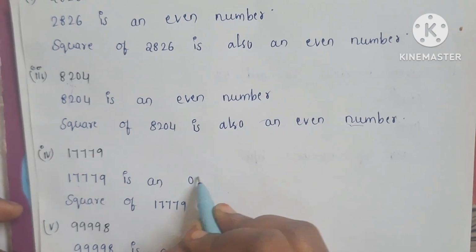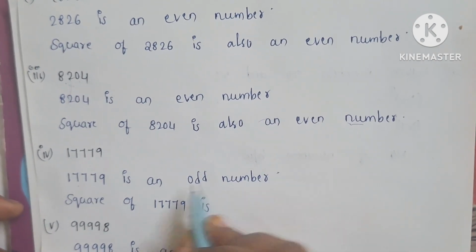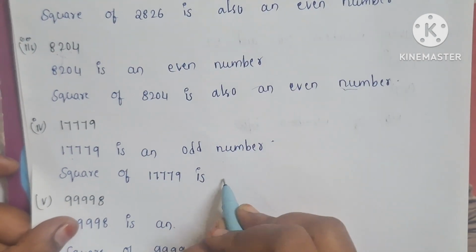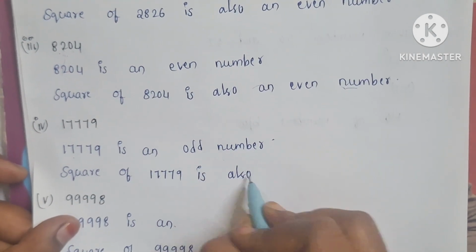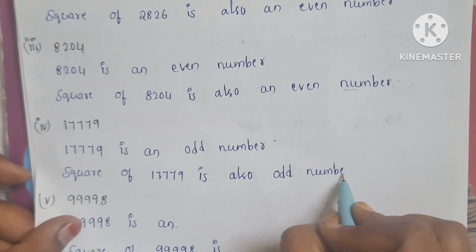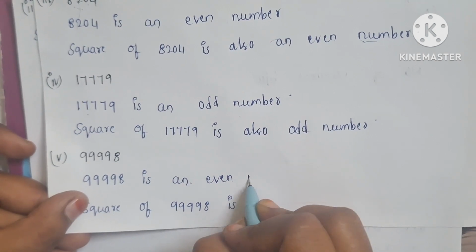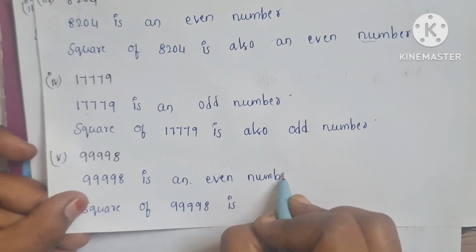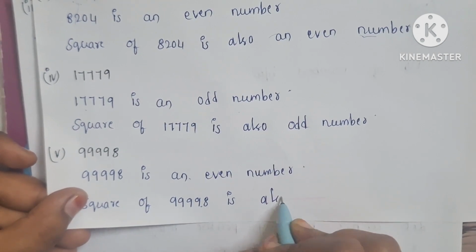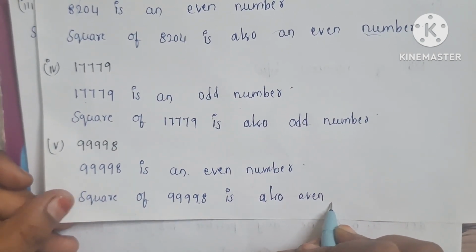1779 is an odd number. Therefore, the square of 1779 is also an odd number. Similarly, this is even, so the square of the number is also even. Okay, very easy bit, right?